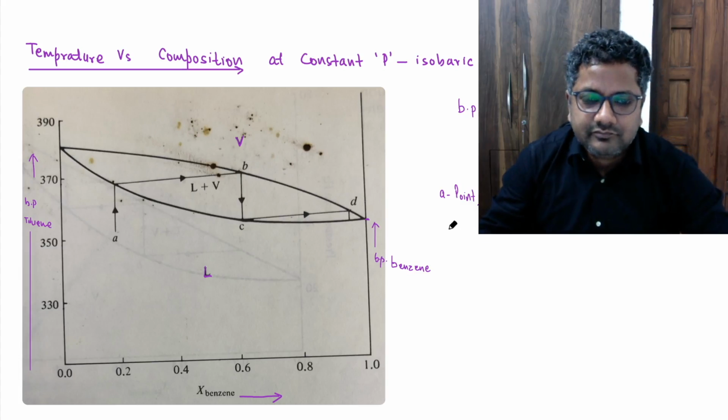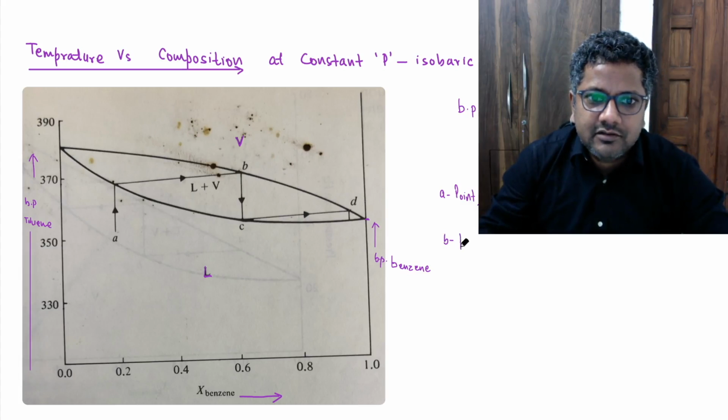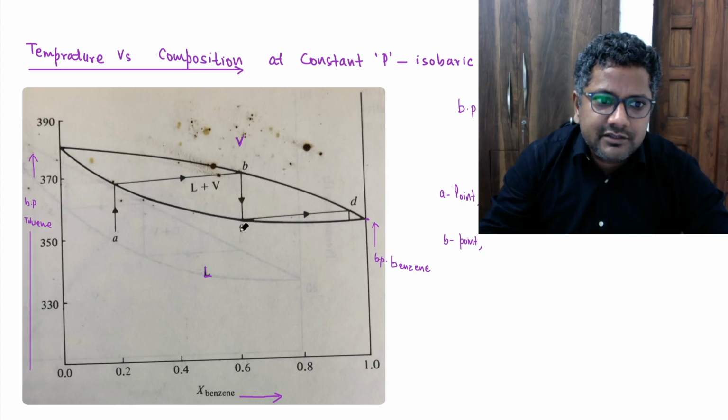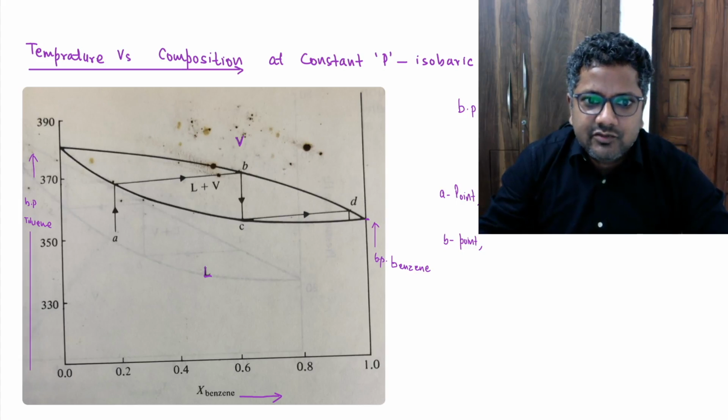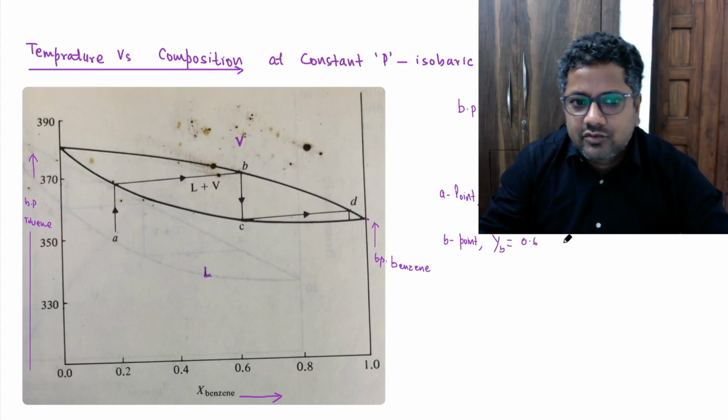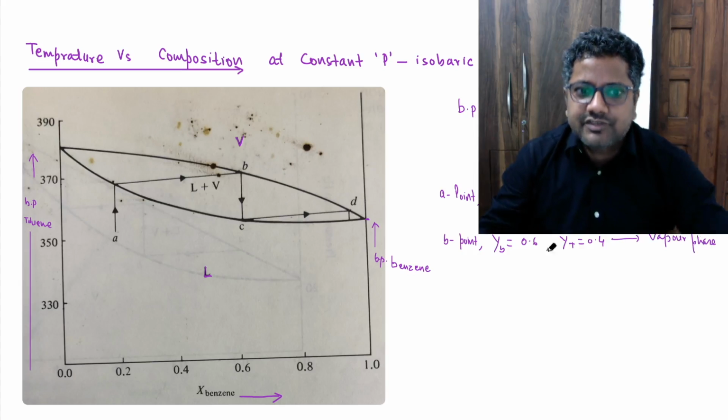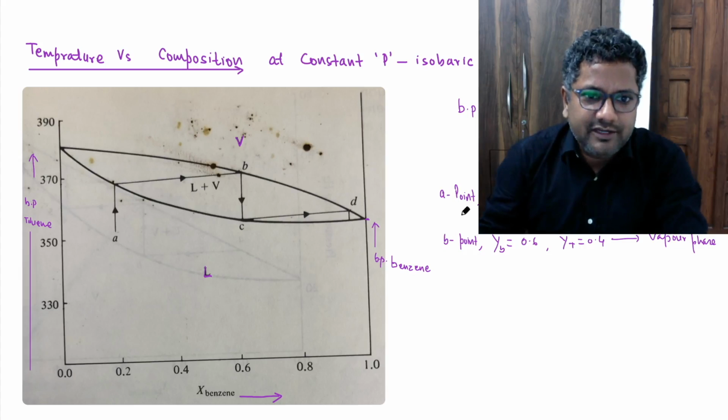B line, B point. At B, we can take 0.6. So X benzene, sorry, Y benzene is equal to 0.6. So Y toluene is equal to 0.4. See, this is vapor phase composition.